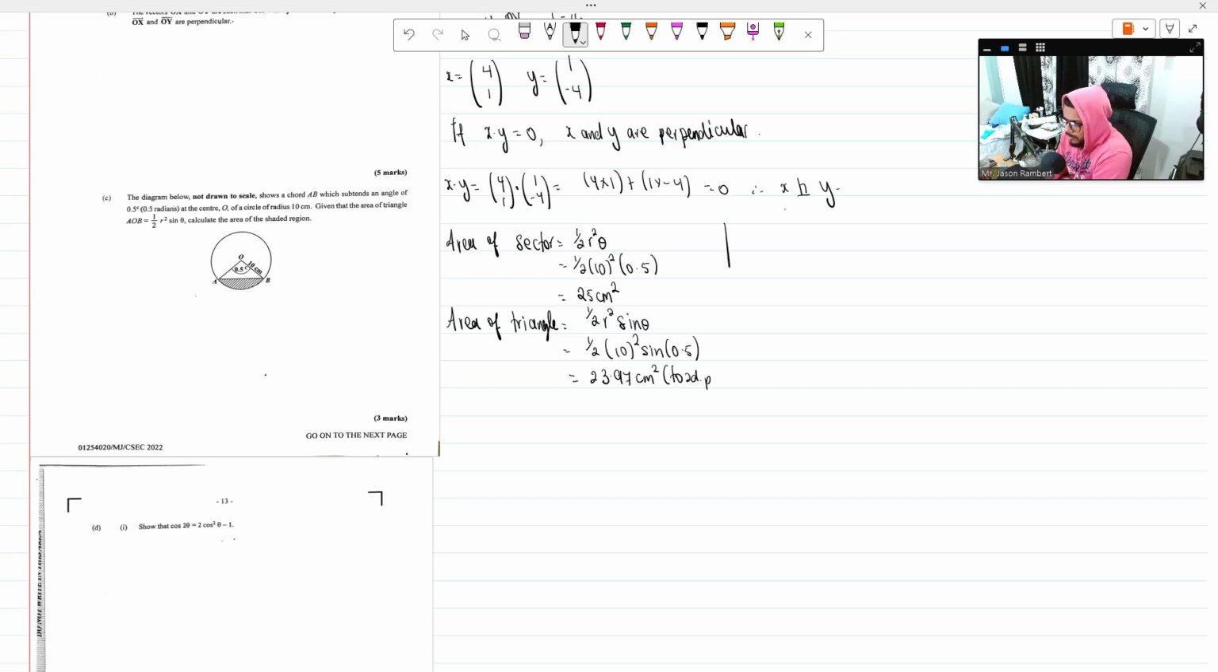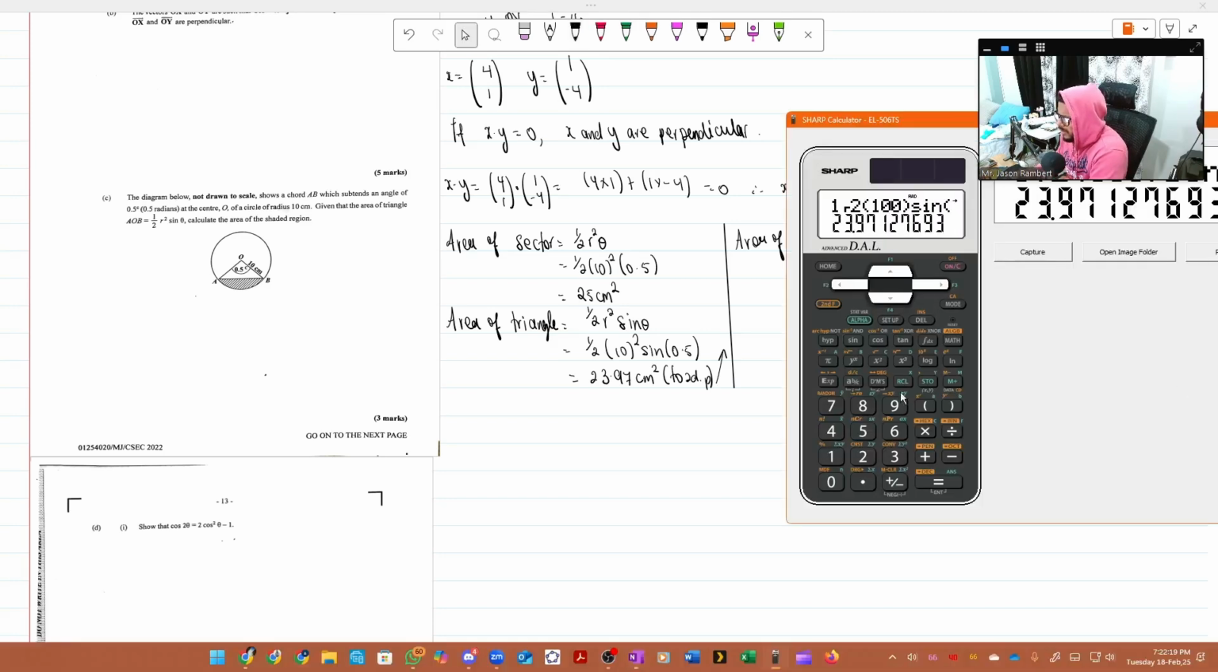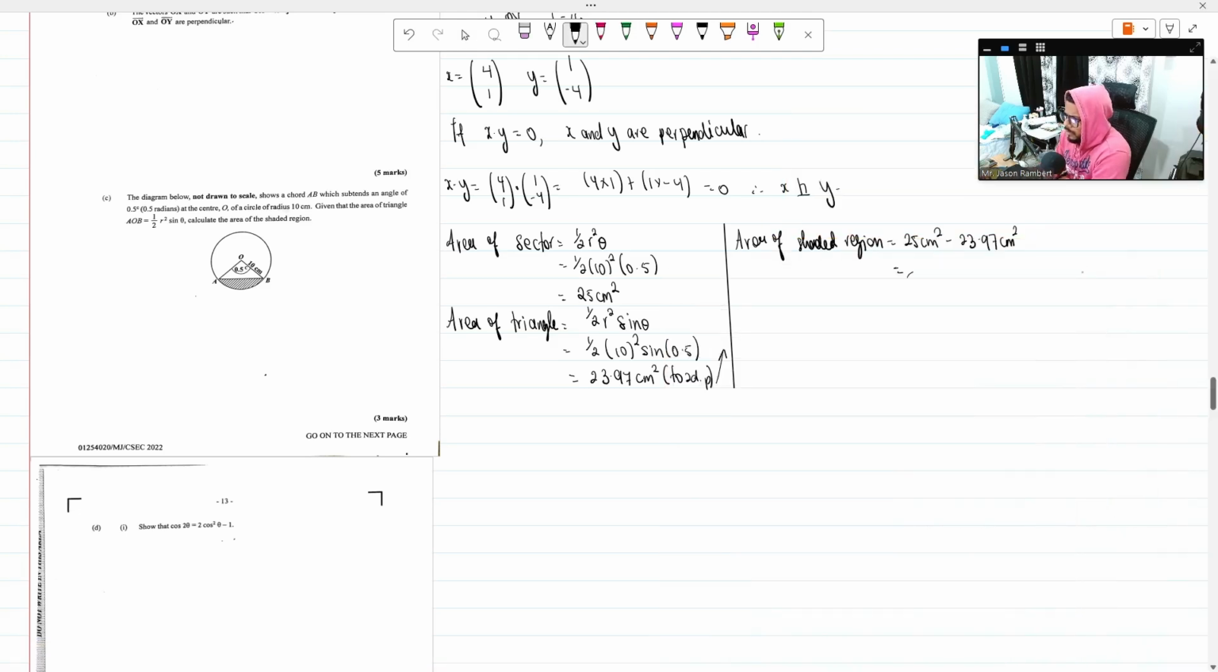And just like I said before, you can organize your work like this: partition with an arrow, area of shaded region is going to be 25 centimeters squared, take away 23.97 centimeters squared. That's looking like 1.03, which I can see. Let's take away, 25 minus 23.97 is 1.03. We're good to go. 1.03 centimeters squared. All right.